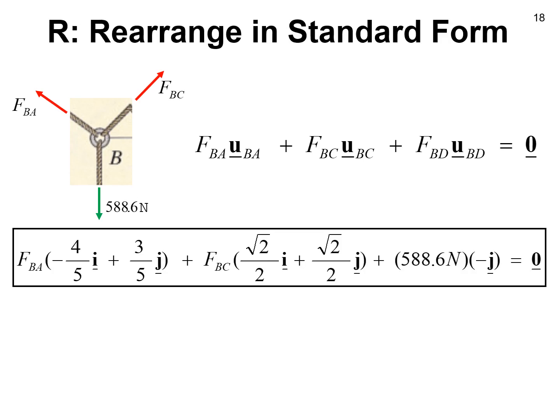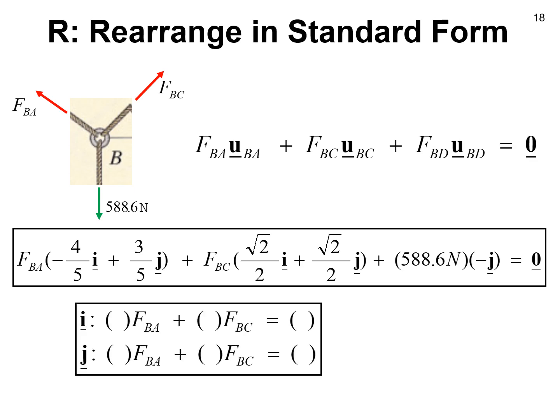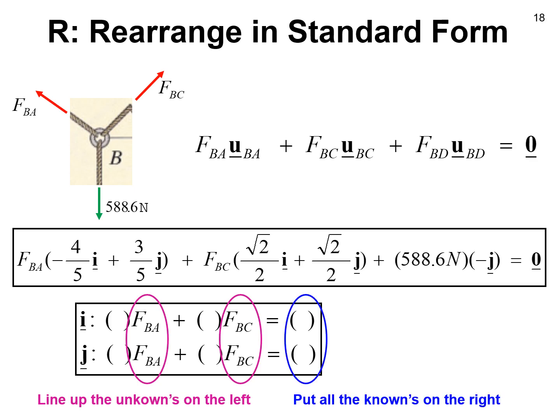Now, as we've seen before, we can divide this equation into the i and j components. And here's where I want to introduce this standard form, where notice I've put all of the same variables in each equation in the same column, meaning they're lined up. And on the right-hand side, I'm going to move anything that has a known value over there. So on the left, we have unknown terms. On the right, we have known terms.